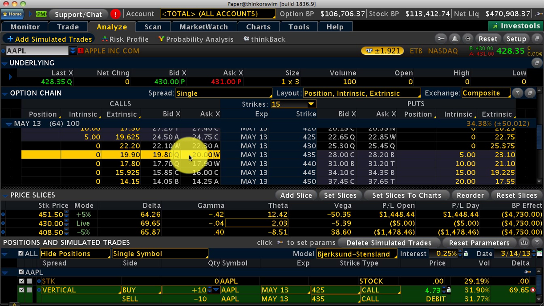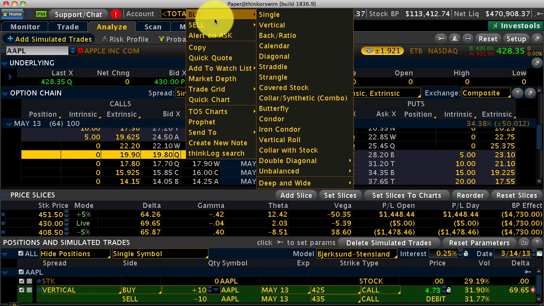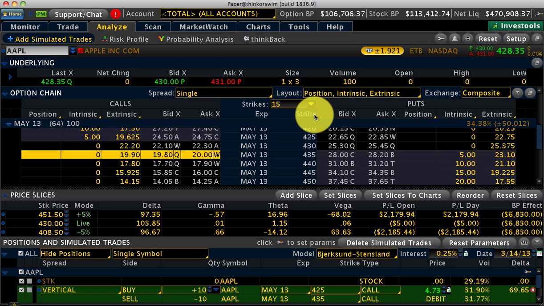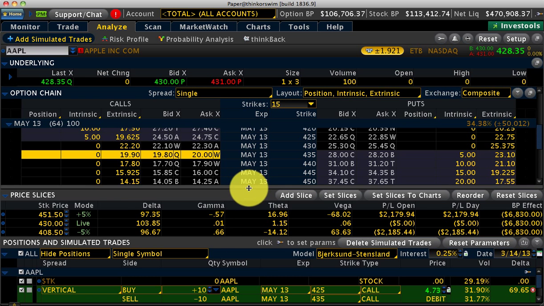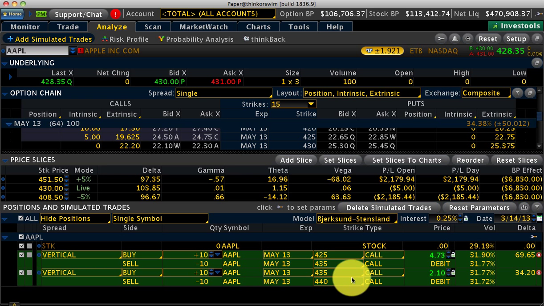So let me add another trade. Let's say we're buying a vertical. So 435 and let's say 445, just to keep the spread even at $10. You can see now you're going to pay much less, but you're going to be slightly theta negative because your 435 call has more time decay than 445.